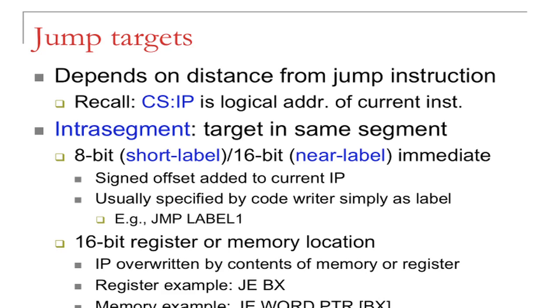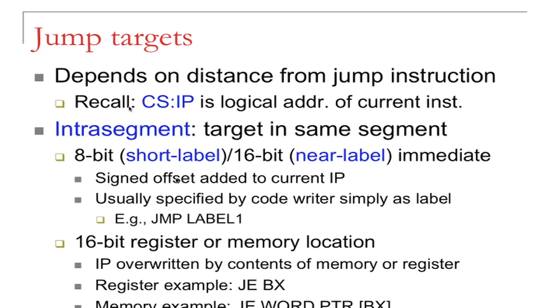Well, in some cases, you do need that. And that's so-called intersegment. For this intrasegment jump, the target could be 8-bit or 16-bit immediate. So those are so-called short label or near label. You can use a label, any label, A, B, C, D, or any symbol to use as the label of an instruction. And depending on the location of that instruction, it could be a short label or near label.